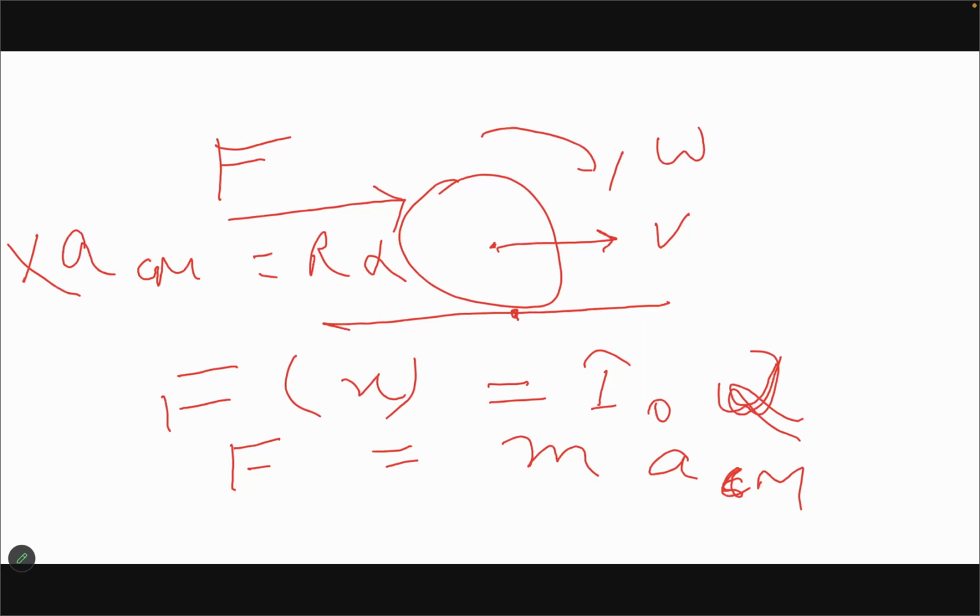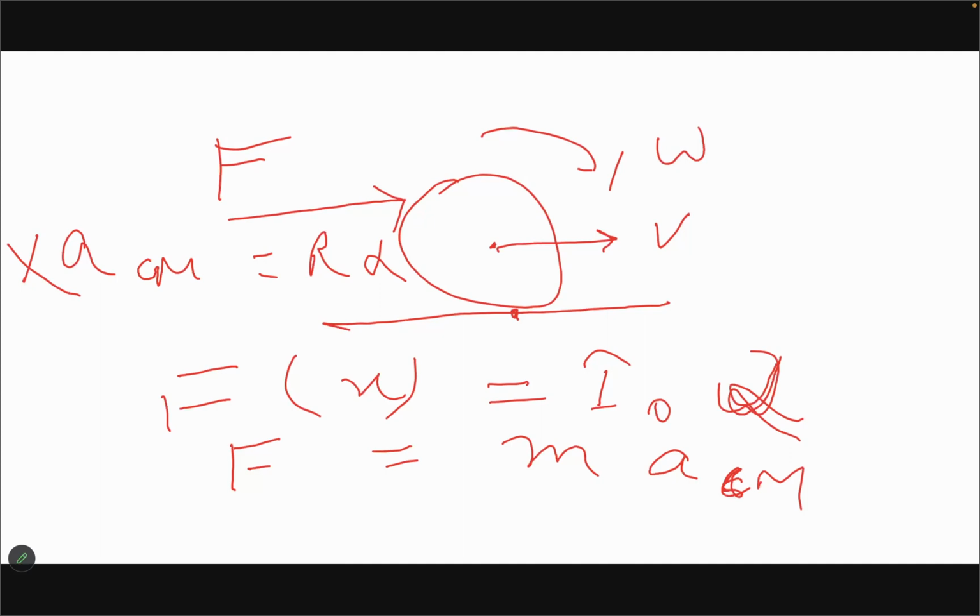If ACM is greater than R alpha, then friction will act in which direction? Think about a situation wherein you got ACM greater than R alpha. ACM forward, R alpha backward, ACM greater. That means the tendency is to slip forward, right? So friction will act in which direction? Backward direction, correct? At the point of contact, backward. Getting it or not? Yes, sir.